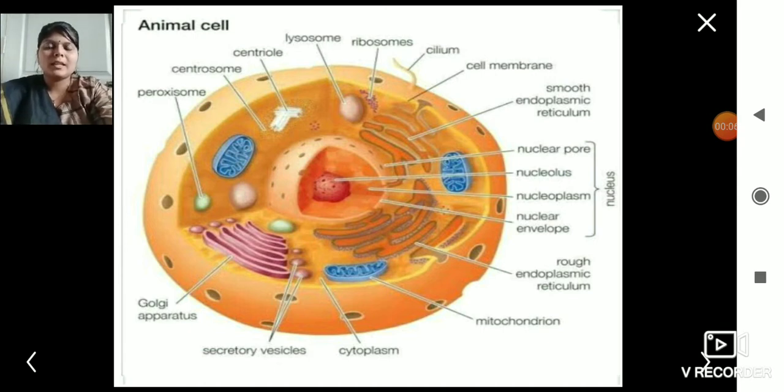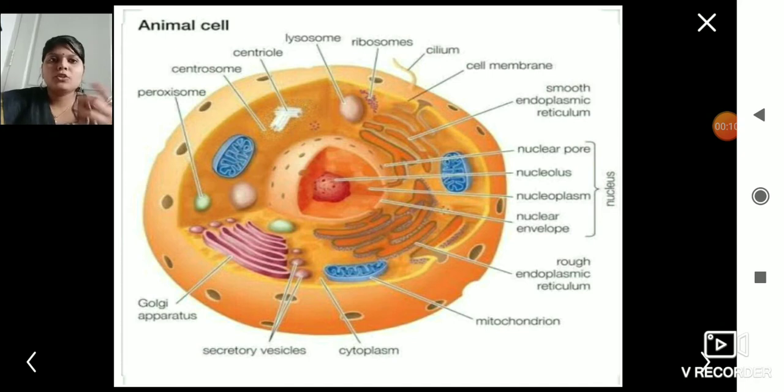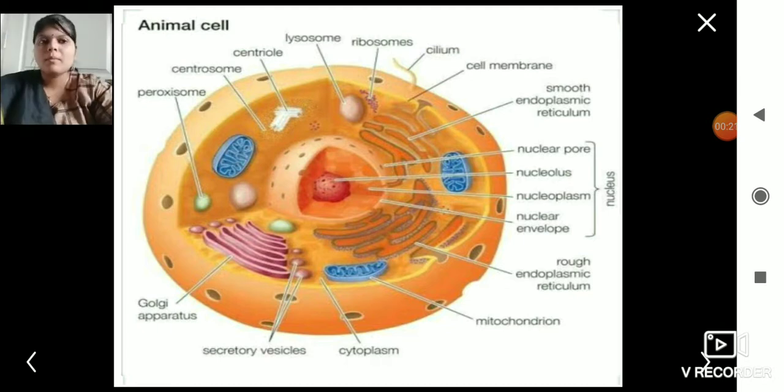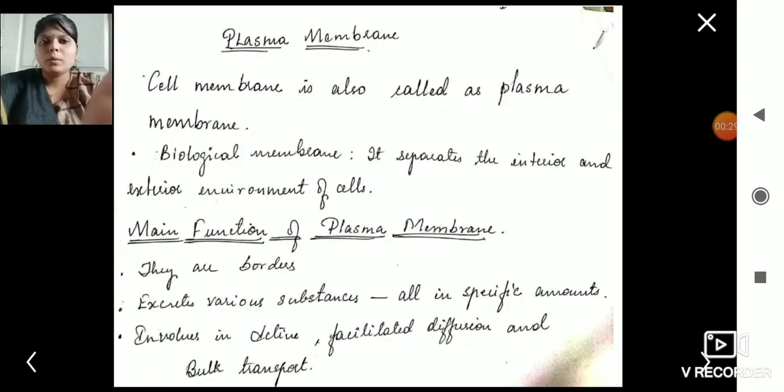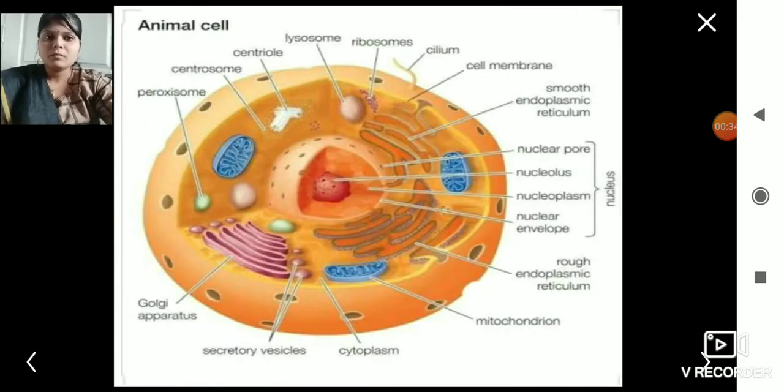So this is the animal cell which you can see in the diagram, wherein it shows all the cell organelles, which is covered by a membrane called the plasma membrane, or simply the cell membrane. Okay, so the cell membrane is also called the plasma membrane, or the biological membrane, that we would say. This is what we call a cell membrane, which is surrounding the cell.